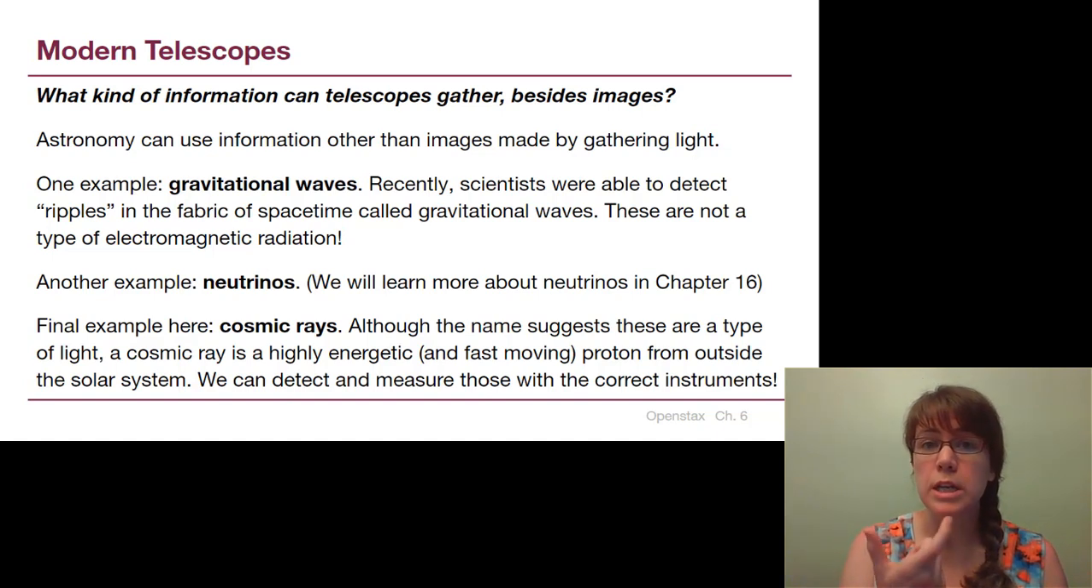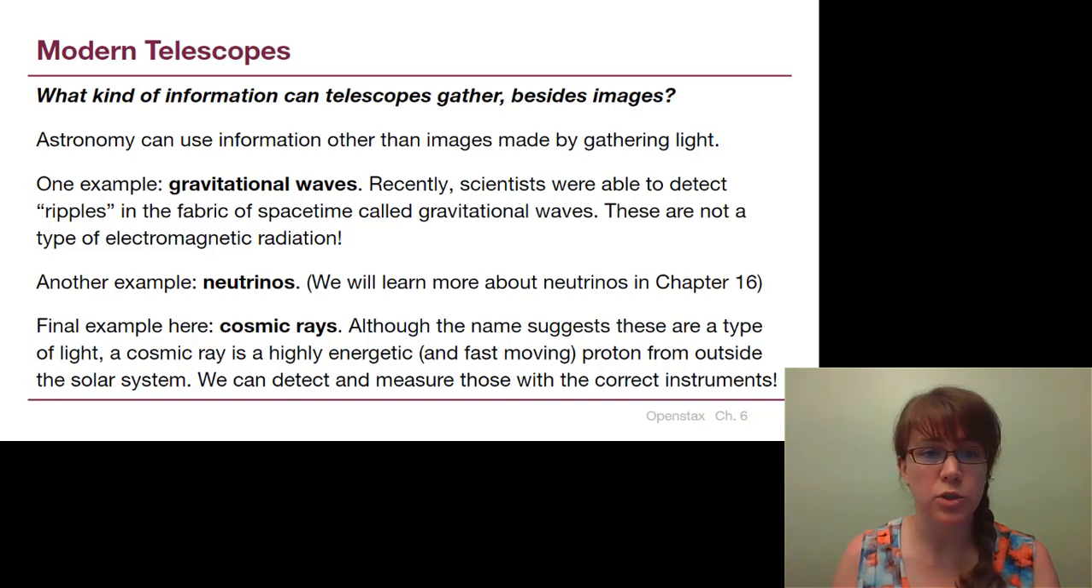Neutrinos are not in the electromagnetic spectrum, and yet we can use telescopes to detect them and to identify that they have interacted with things. And we'll turn our attention to neutrinos and neutrino telescopes in chapter 16. Not now.